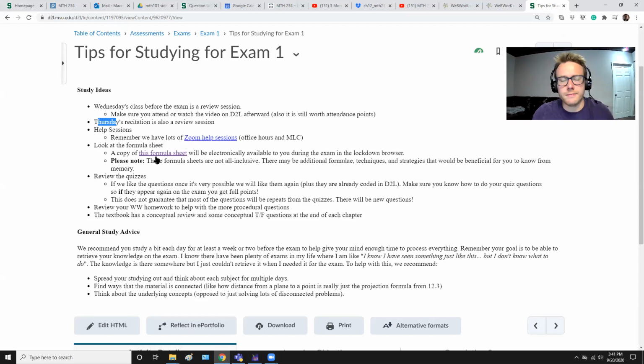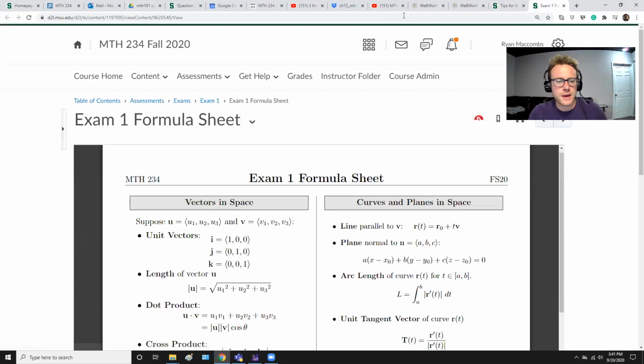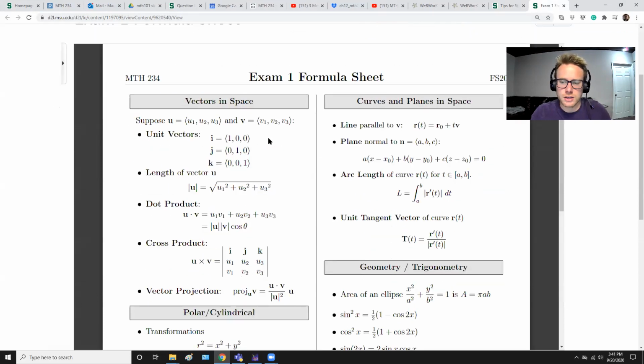Here's something nice. This has come up a little bit on Piazza already. People have asked about a formula sheet. There is going to be a formula sheet. Let me go ahead and click on this one and open it in a new tab here. This is what the exam 1 formula sheet looks like.